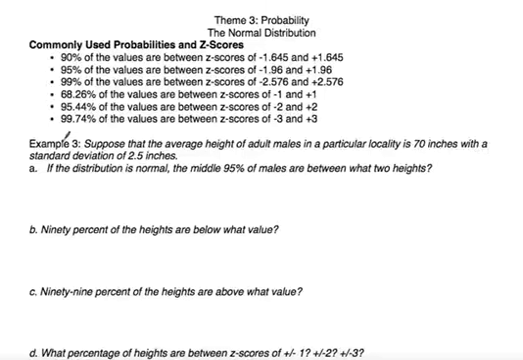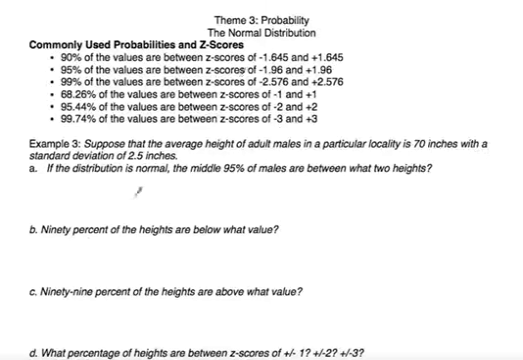Number 3 says, suppose the average height of male adults in a particular locality is 70 inches with a standard deviation of 2.5 inches. If the distribution is normal, the middle 95% of males are between what two heights? Alright, so your critical z-scores from up here tell you that 95% of the values are between z-scores of negative 1.96 and positive 1.96.